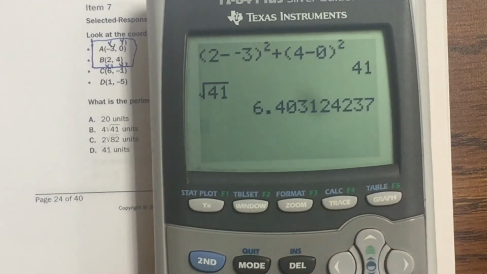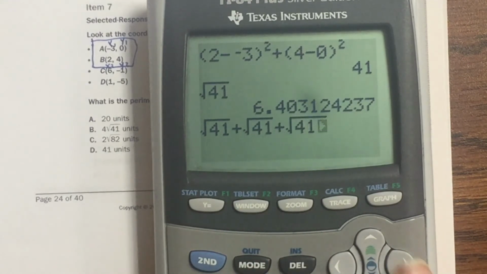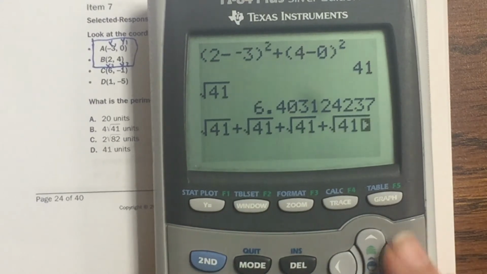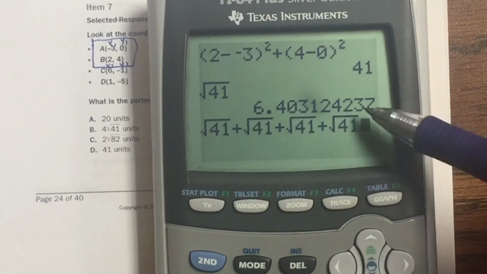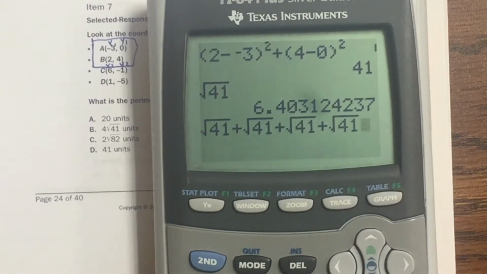Okay, so if I add the square root of 41 plus the square root, it's really times it by 4, isn't it? Because there are 4 of them, but anyway, I guess I can just do this. Plus the square root of 41 plus the square root of 41. How many square root of 41s are there? 4. So if I just do 4 times the square root of 41, I'll get my answer. But you can also do it that way.